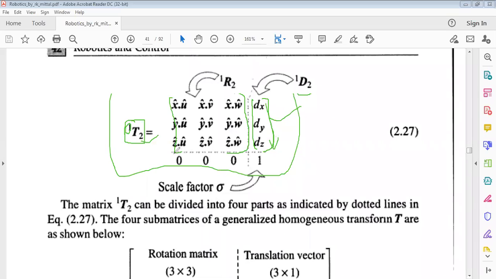The zeros in the bottom of this matrix, this 1 by 3 matrix, is denoted as the perspective matrix. It is used for vision systems. Since there is no vision system, the elements in this matrix are 0, 0, 0. Finally, the last part in this matrix is 1. It denotes the scale factor. In industrial robotics, we always take this scale factor as 1.